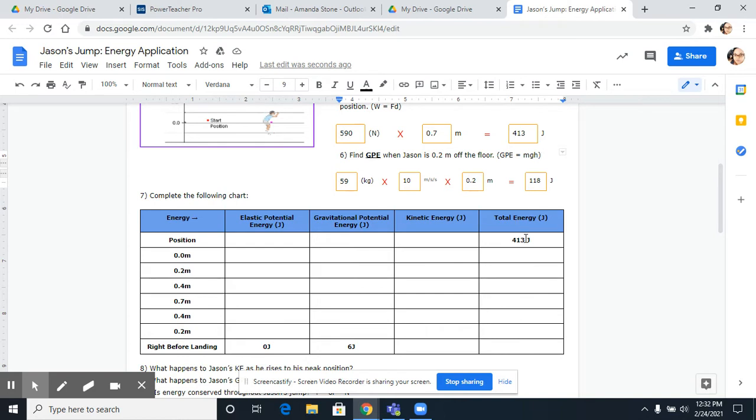when we looked at the skateboarder, the total energy always stayed the same. The graph never moved, which means total energy is always conserved. We cannot gain it, we cannot destroy it, we can only transform it. So if I have 413, then I will always have 413. So this is always, no matter what, throughout this entire jump in this system, going to be 413.